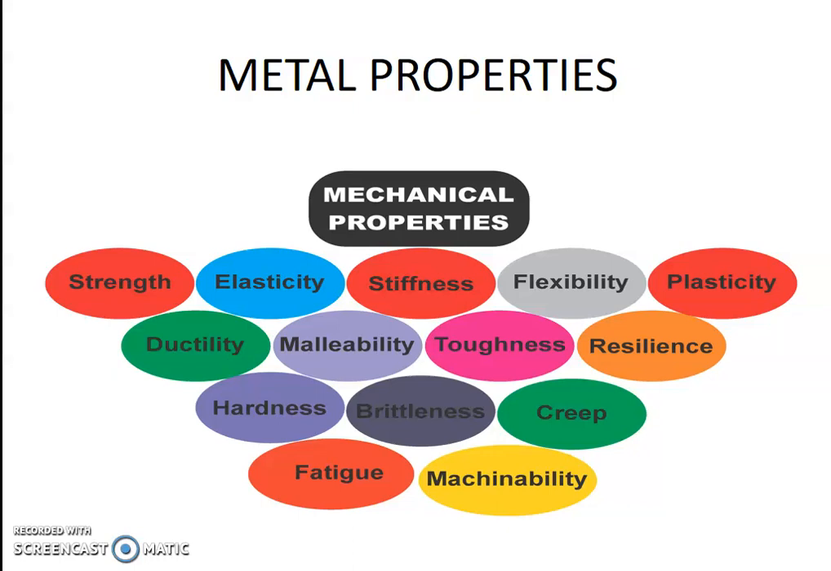When we are talking about engineering, we first understand that metal is mostly used on the basis of mechanical properties. What are these properties? Strength, elasticity, stiffness, flexibility, plasticity, ductility, malleability, toughness, resilience, hardness, brittleness, crispness, fatigue, machinability. Due to this variety of properties, which is specifically observed in metals only, metals are widely used in the engineering field. Without metal, engineering is not possible.